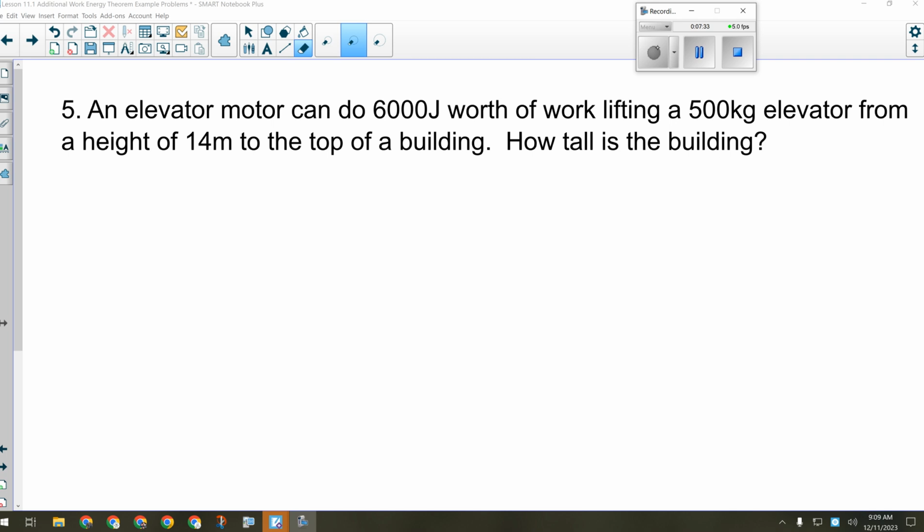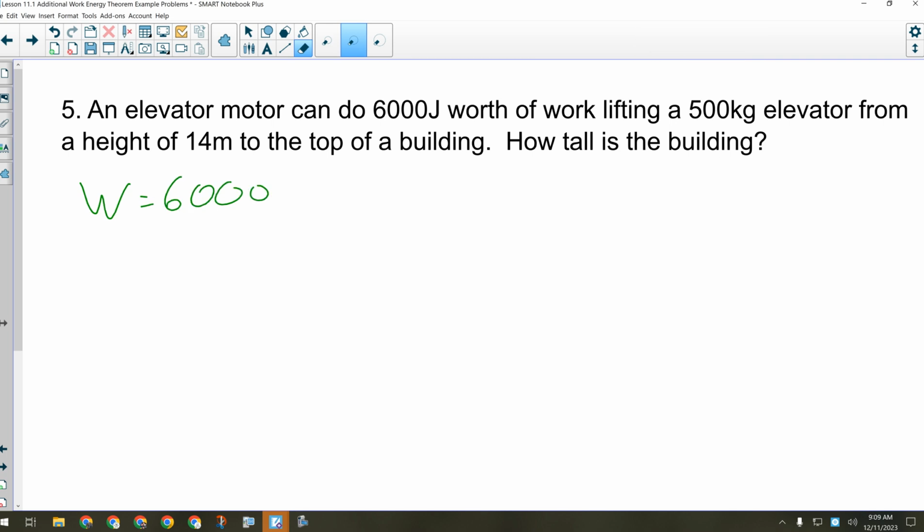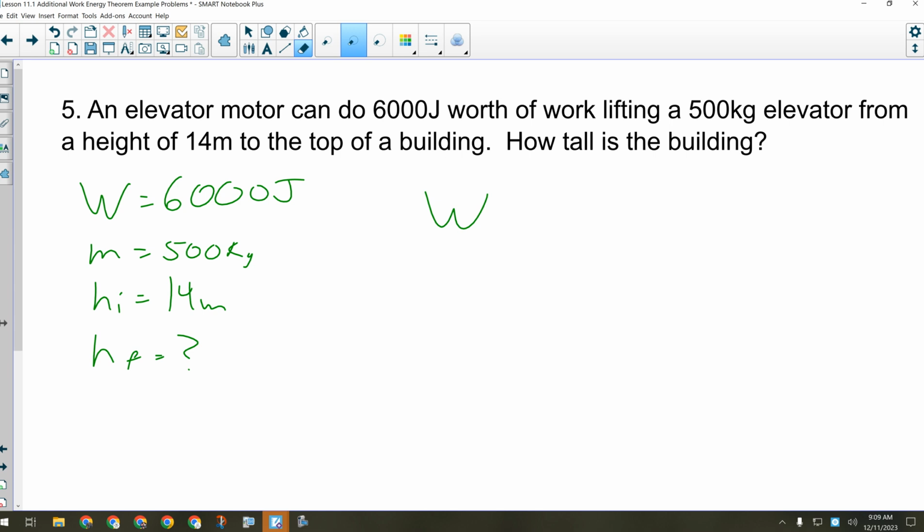Okay, so on this one here, they tell us the amount of work. Does that make our life easier? Yeah, because then we don't have to worry about force times distance. They already told us what that equals. So we have 6,000 joules worth of work. We have a 500 kilogram mass, and we are moving from a height of 14 meters to the top of a building whose height is unknown. We already know work is being done because they told us outright. What kind of energy is it changing? Potential. There's no mention of change in speed here.